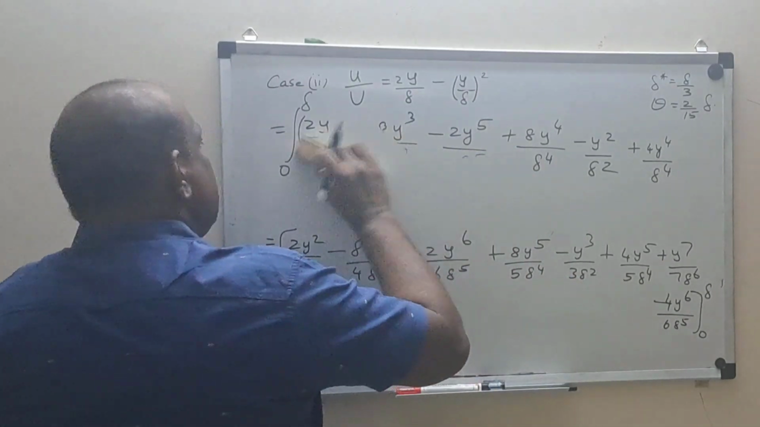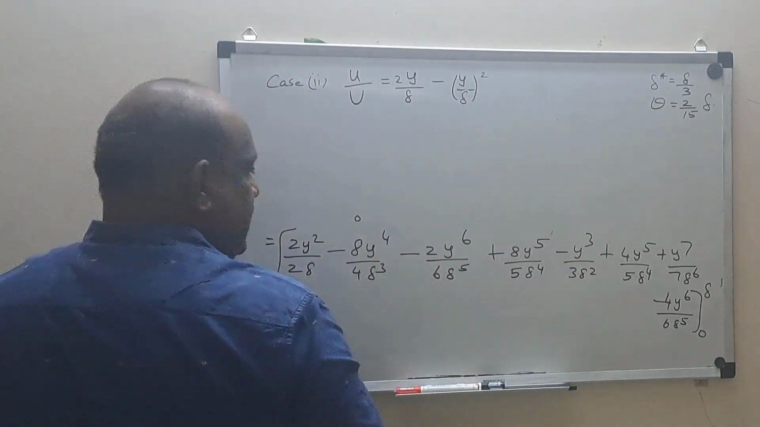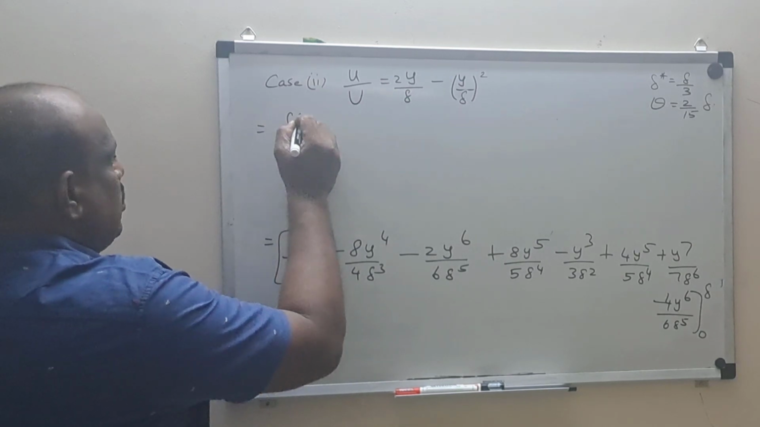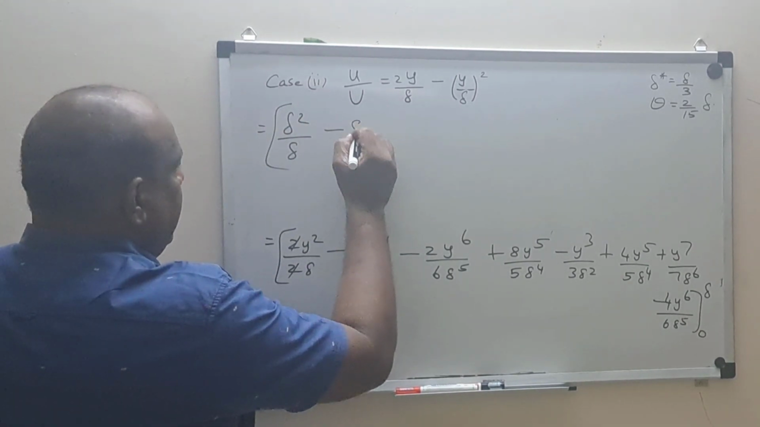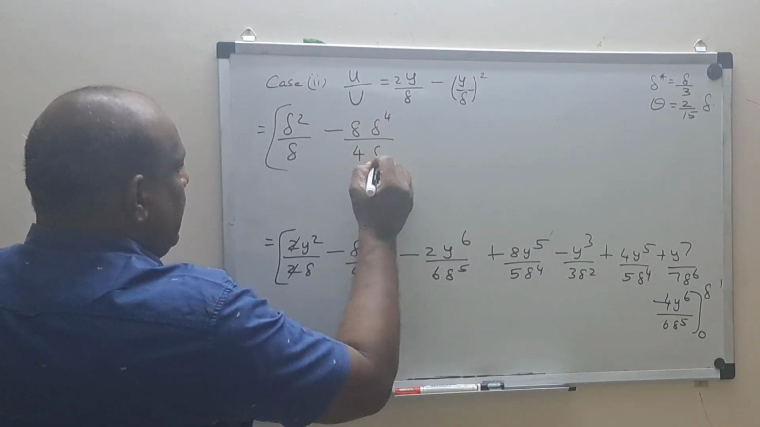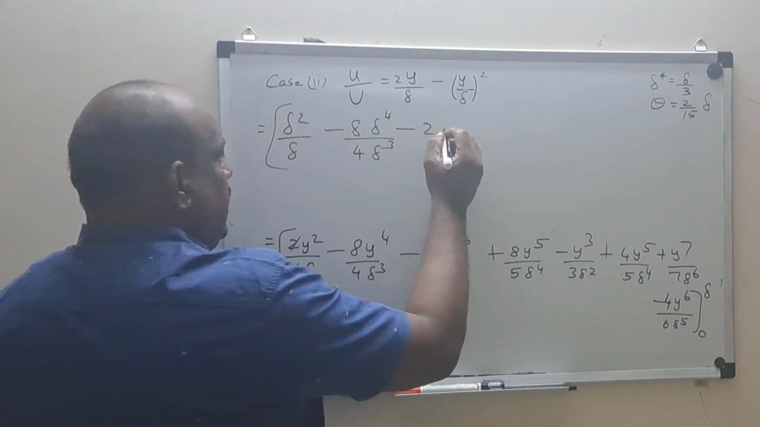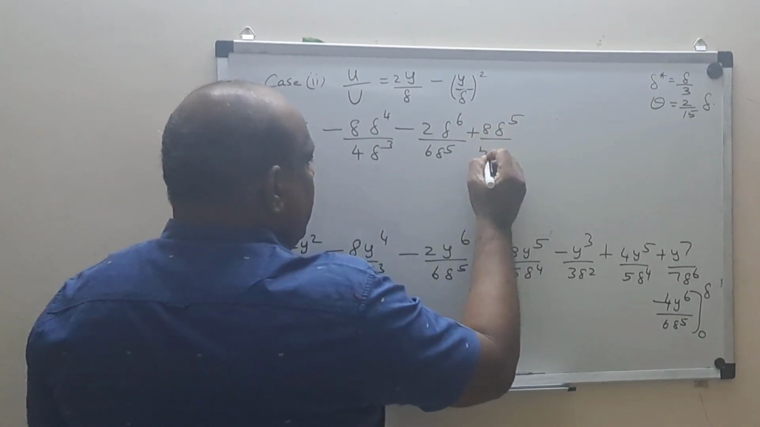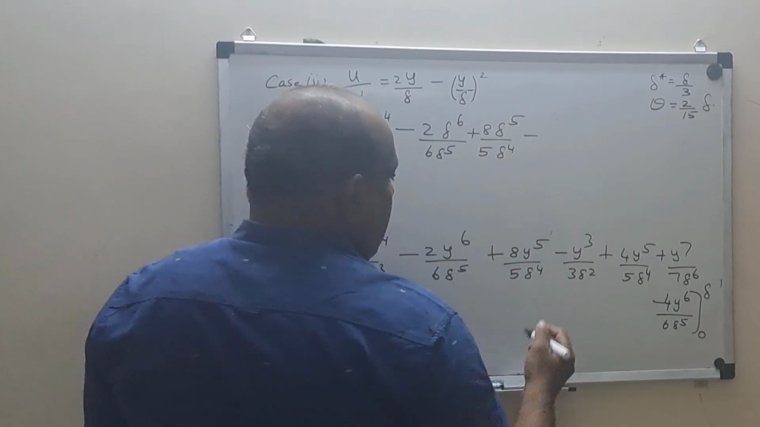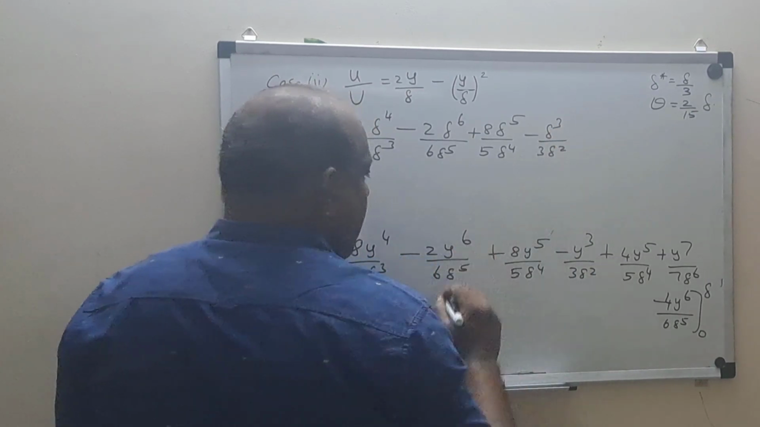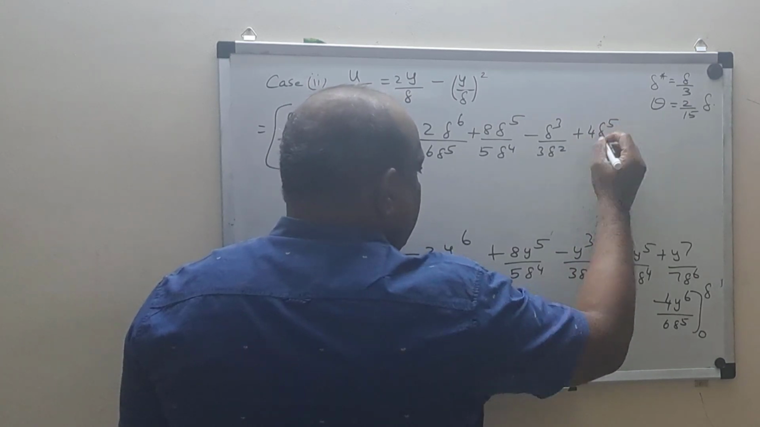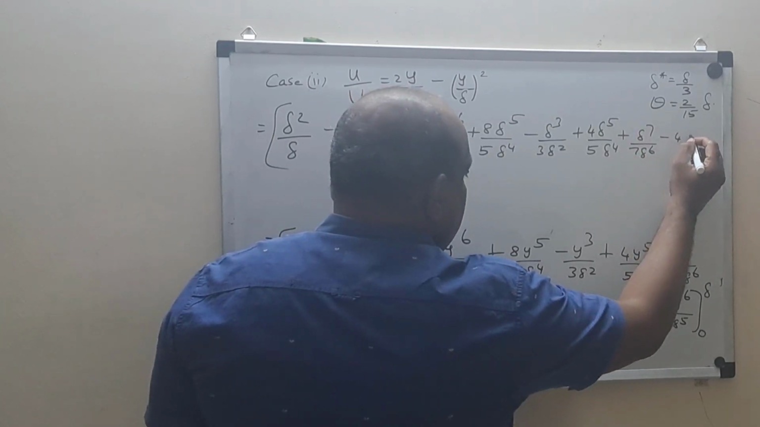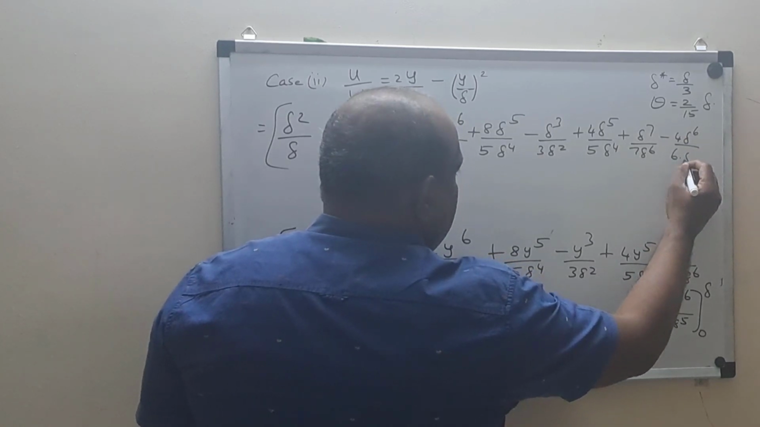So I hope I can erase this also. I believe that I have not made mistakes. Okay, so this 2 gets cancelled. Then apply the limits, it will become delta squared by delta, minus 8 delta^4 by 4 delta cube, minus 2 into delta^6 by 6 delta^5 plus 8 delta^5 by 5 delta^4 minus delta cube by 3 delta squared plus 4 delta^5 by 5 delta^4 plus delta^7 by 7 delta^6 minus 4 delta^6 by 6 delta^5. That's it.